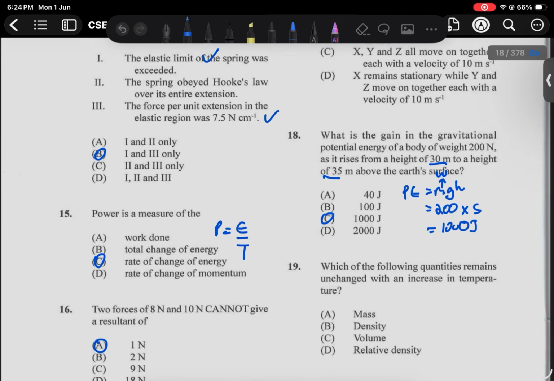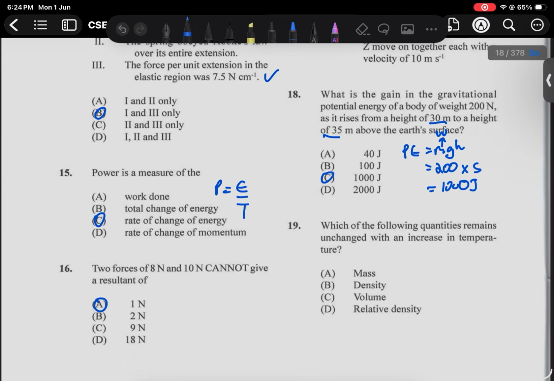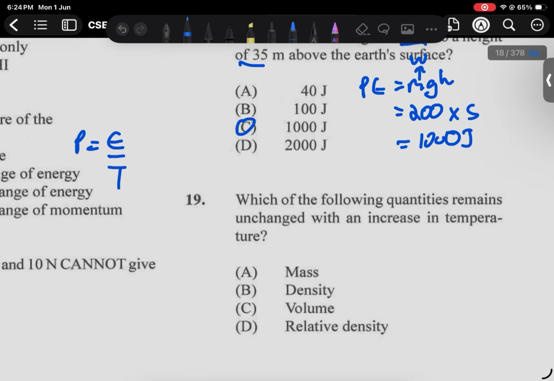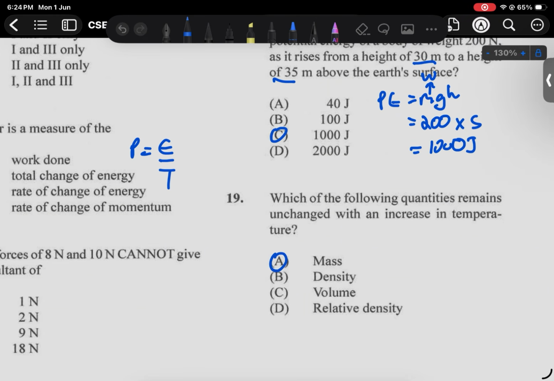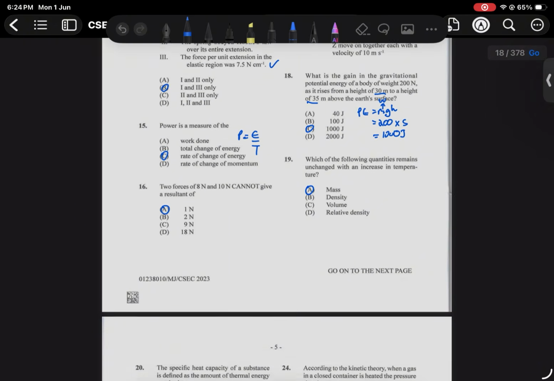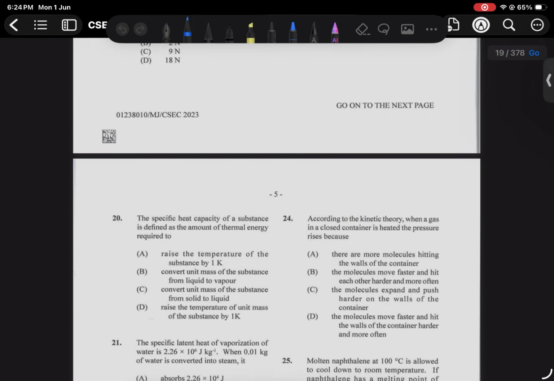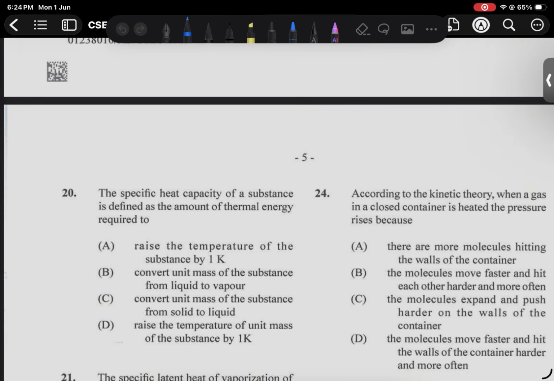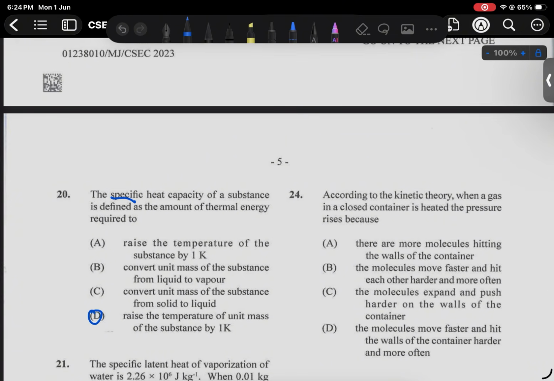Which of the following quantities remains unchanged with an increase in temperature? So, an increase in temperature is basically the increase in kinetic energy of the particles. So, the mass will remain the same. Mass is how much matter something is made up of, it never changes. The specific heat capacity of a substance is defined as the amount of thermal energy required to raise the temperature of unit mass of the substance by 1 Kelvin. Specific has to do with mass.